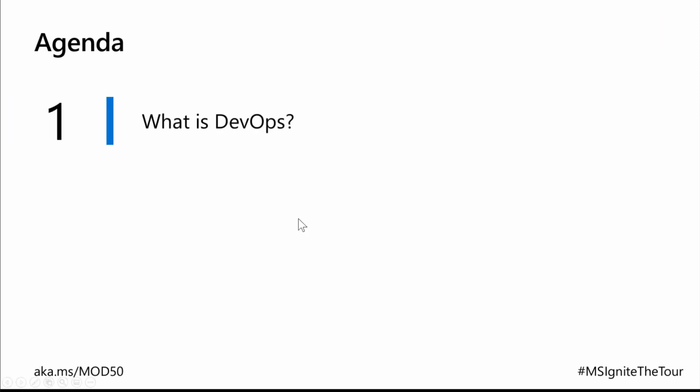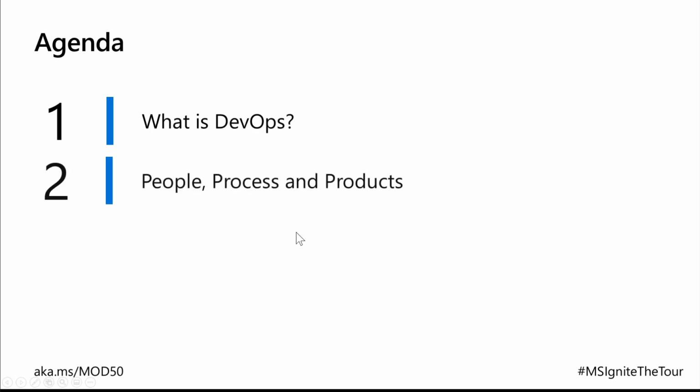Today we're going to talk about DevOps. I'm going to give you a little bit of an intro to DevOps so that we're all on the same page, and we're going to talk about the key items that you want to keep track of when you're implementing DevOps projects, which are people, process, and products.